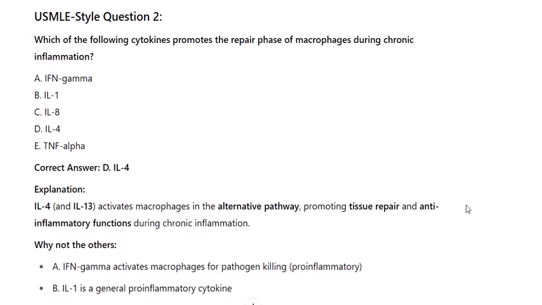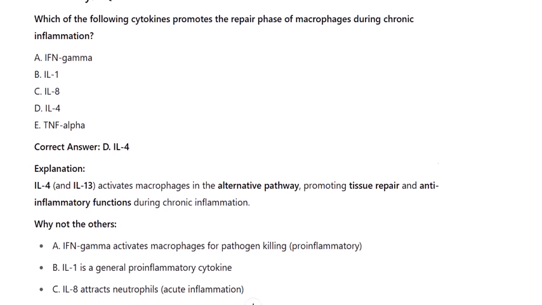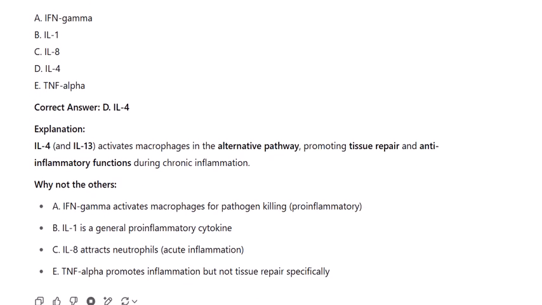Why not the others? A. IFN gamma activates macrophages for pathogen killing, pro-inflammatory. B. IL-1 is a general pro-inflammatory cytokine. C. IL-8 attracts neutrophils, acute inflammation. E. TNF-alpha promotes inflammation, but not tissue repair specifically.